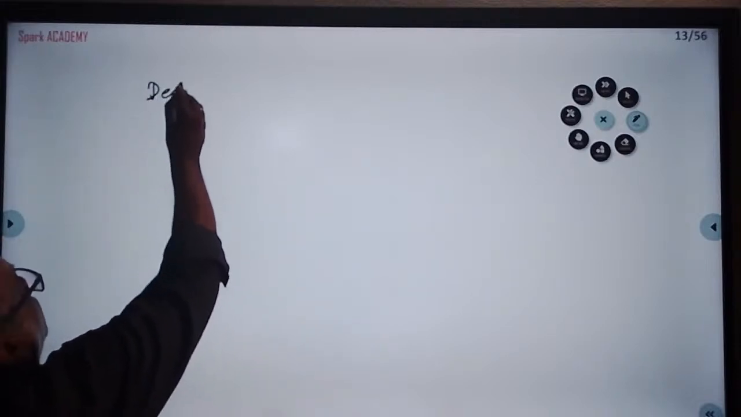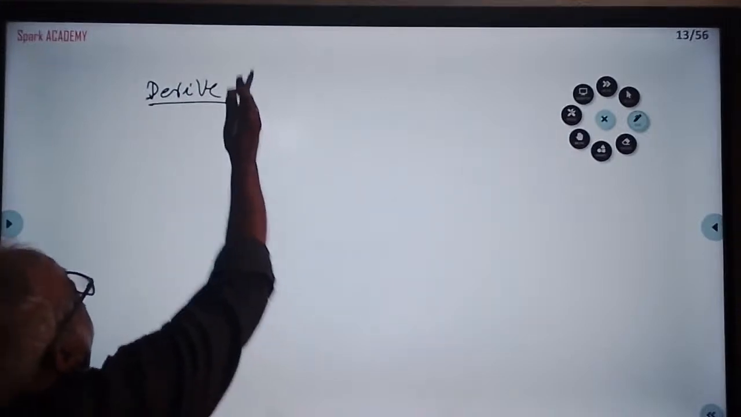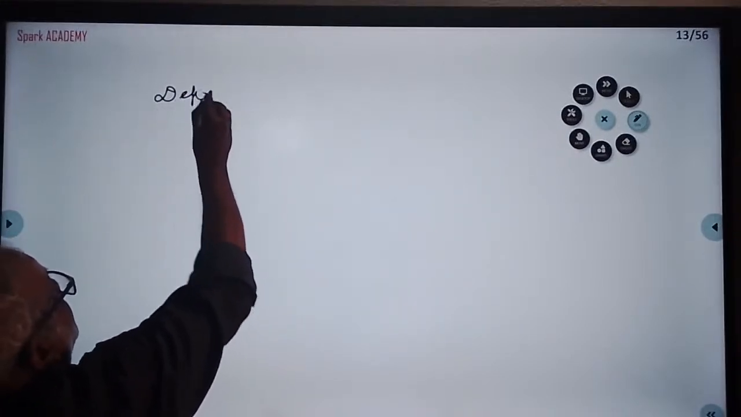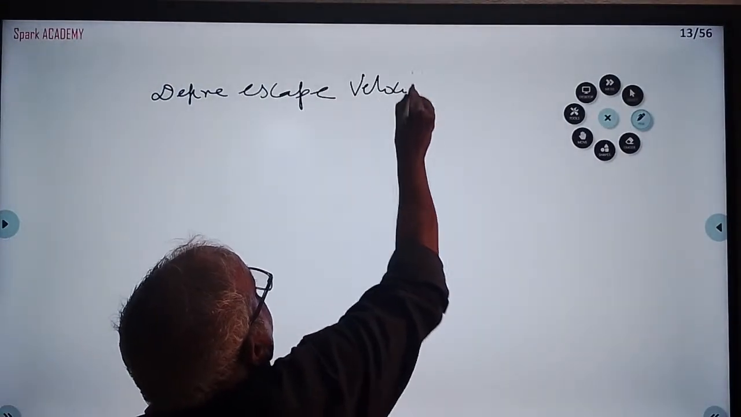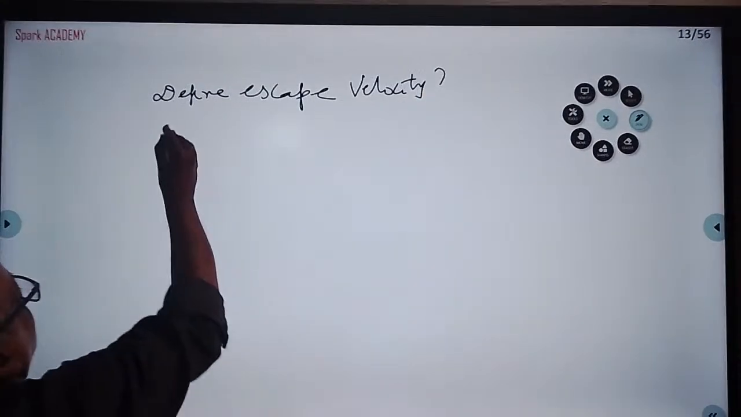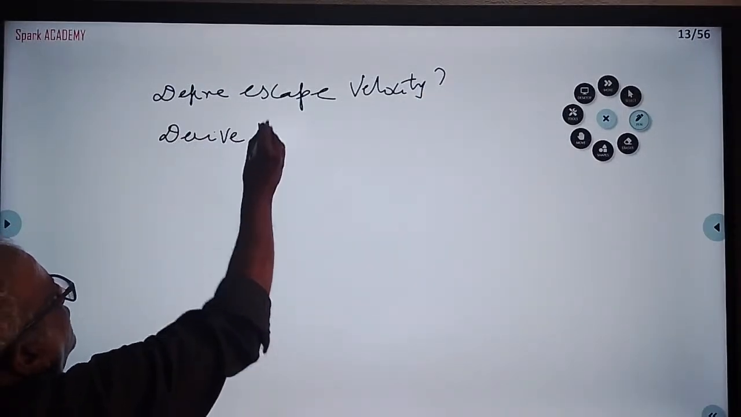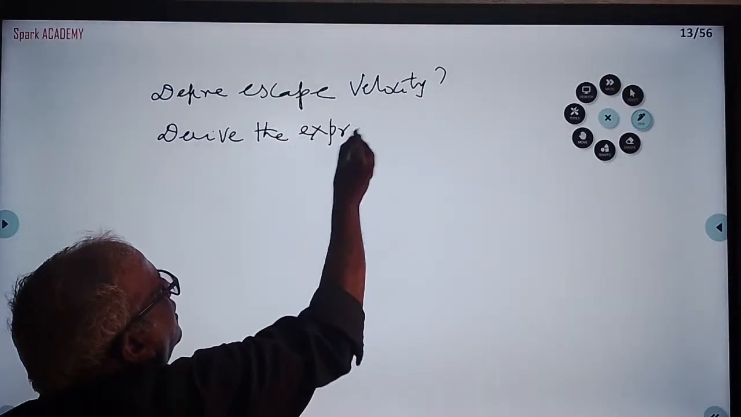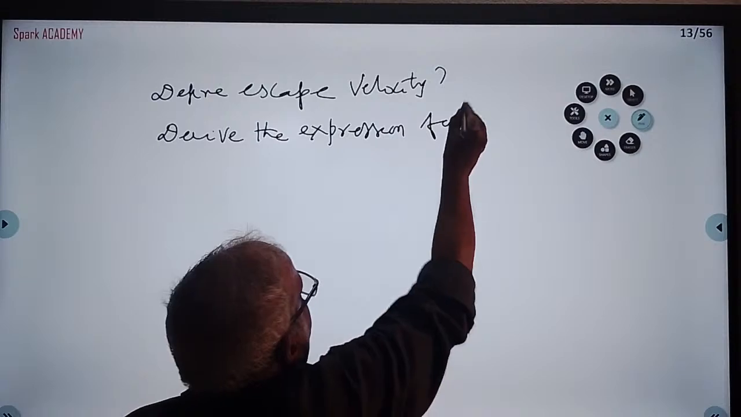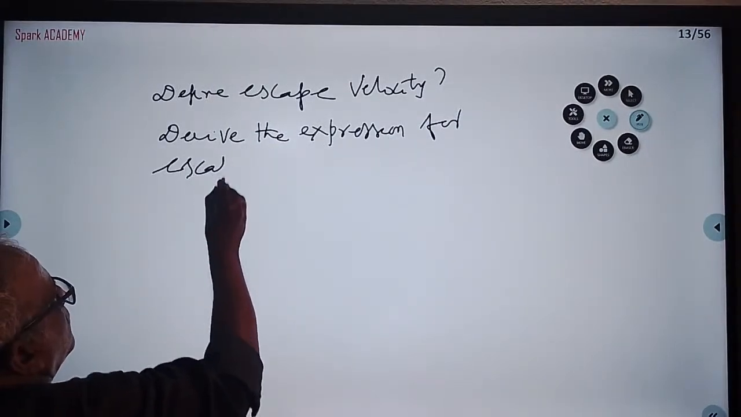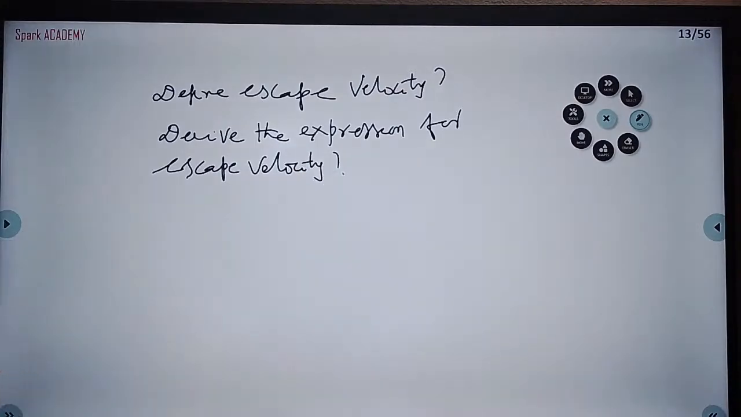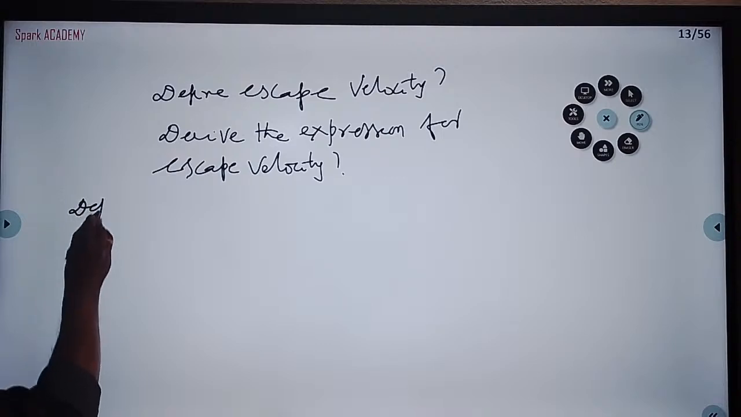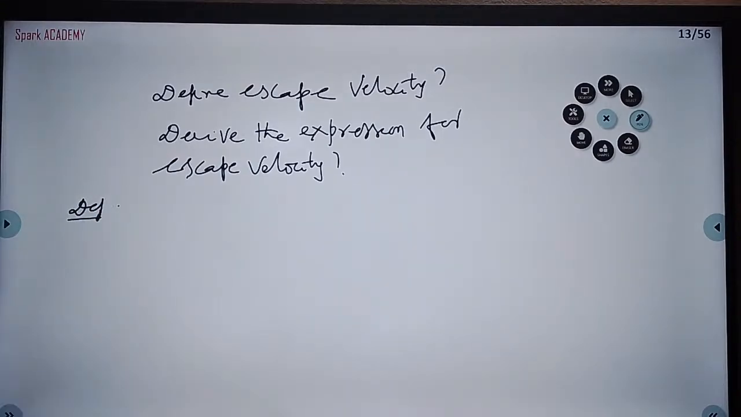Define escape velocity. Derive the expression for escape velocity. These two are the questions they ask. Escaping means what? Escaping from the gravitational field of the earth. What is the definition here? What is escape velocity definition?